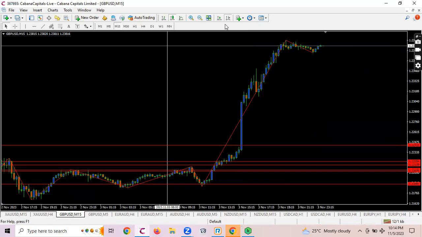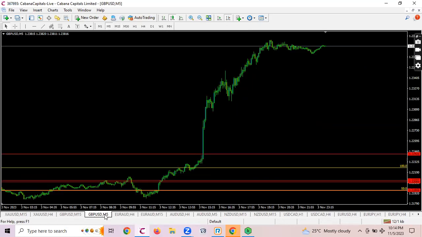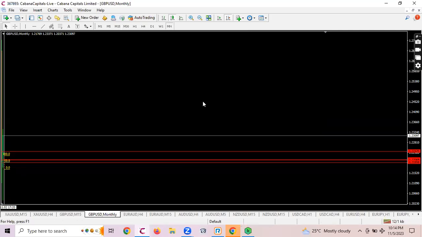So what do we have on GBP USD? Let's start from the weekly. Okay, the month just ended, right? So let's start from the monthly time frame.